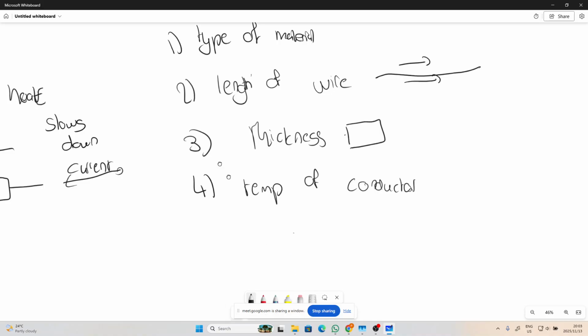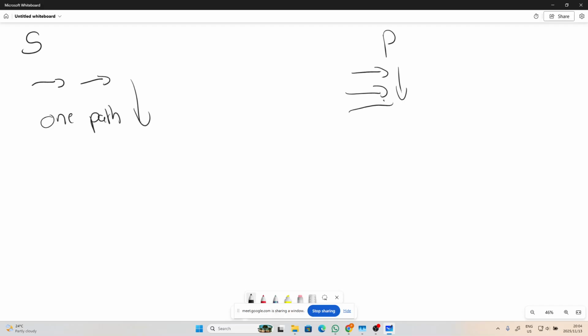Moving on. Series and parallel circuits. Series circuits, simple. They follow one after another in a straight line. One path. Parallel circuits have multiple paths, two or more paths.